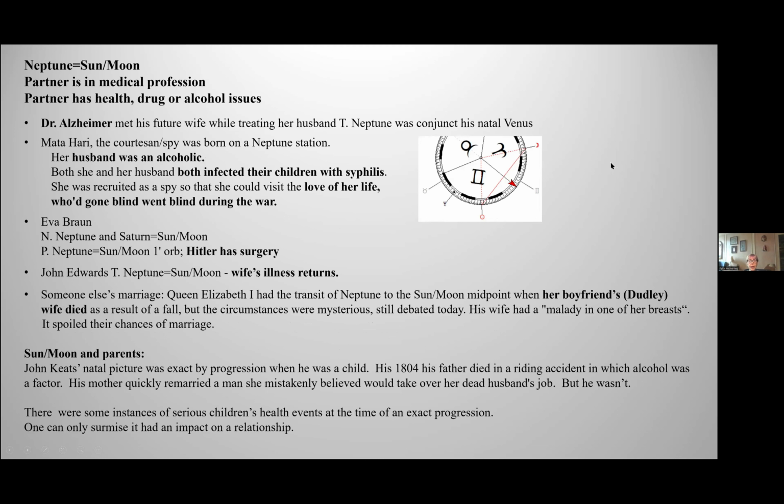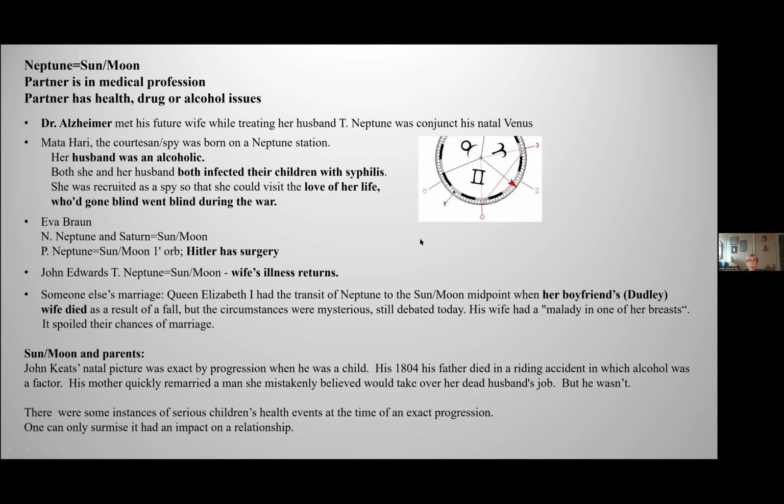Neptune equals Sun Moon is a partner in the medical profession or a partner who has health, drugs, or alcohol issues. Not the only thing it means. Give me a minute, we'll get to the other things. So Dr. Alzheimer met his future wife when he was treating her husband. He had the natal Neptune equals Sun Moon picture in his natal chart. And when they met, transiting Neptune was conjunct his natal Venus. I am very big on Neptune having to do with health, drugs, alcohol.